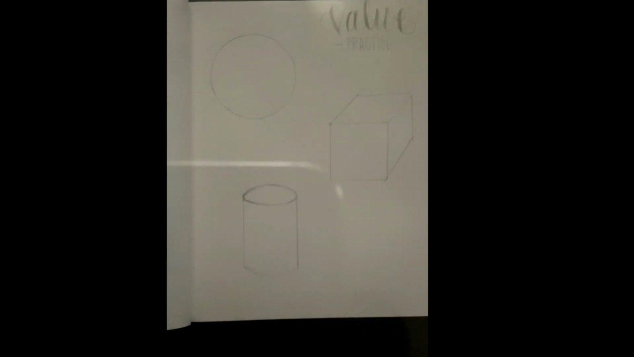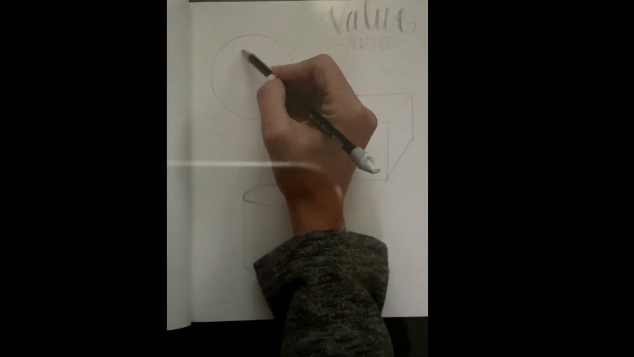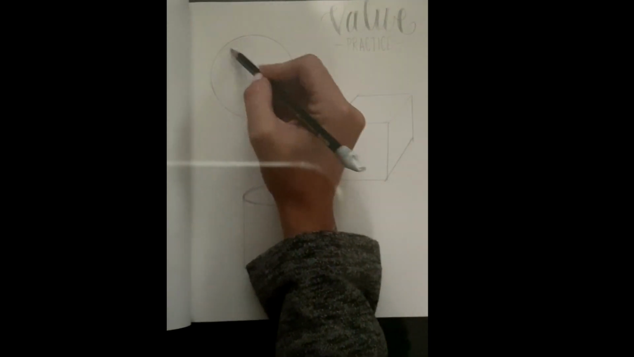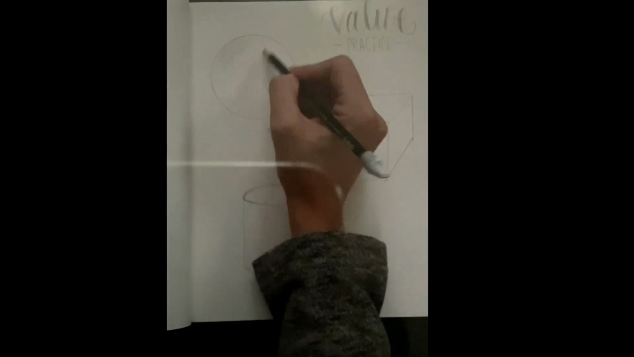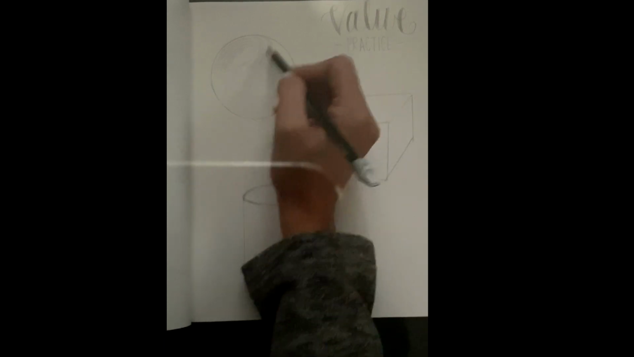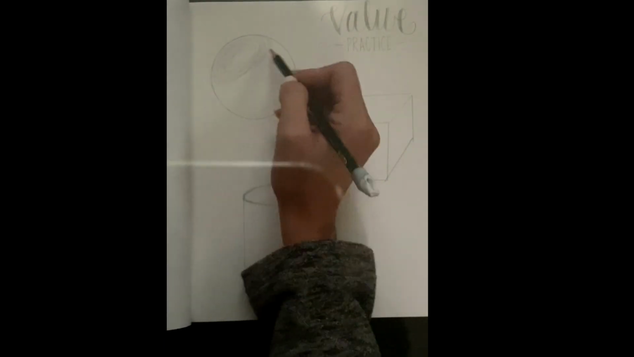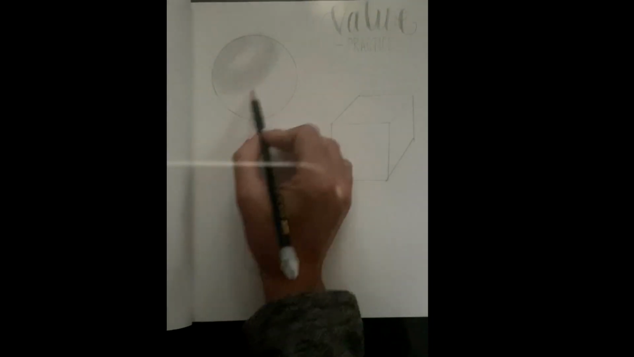On the next page of your sketchbook, you're going to do some value practice. So sketch out a circle, a cube, and a cylinder. In your circle, designate an area that will be the highlight of your circle. So that will be where the light is hitting it to be a sphere. From there, you're going to start gradually doing lighter shades around the highlight and then getting darker towards the bottom of the circle. That way, it will give it a nice gradient effect.